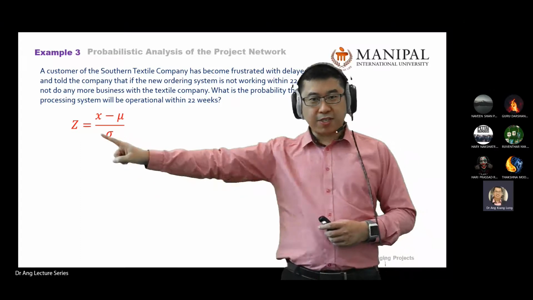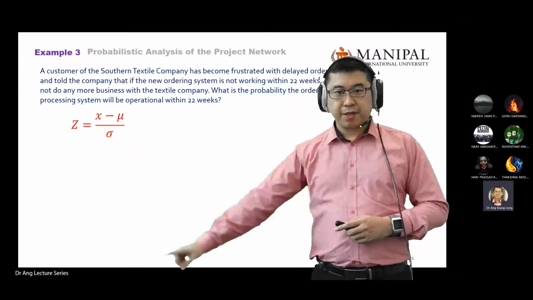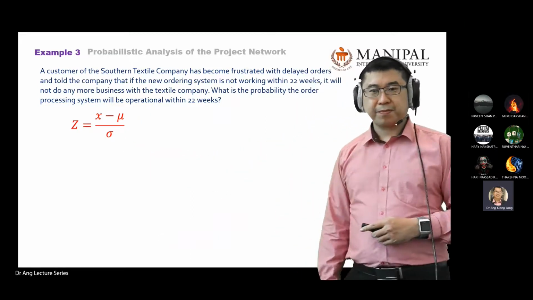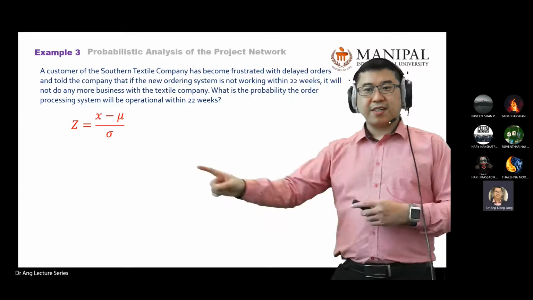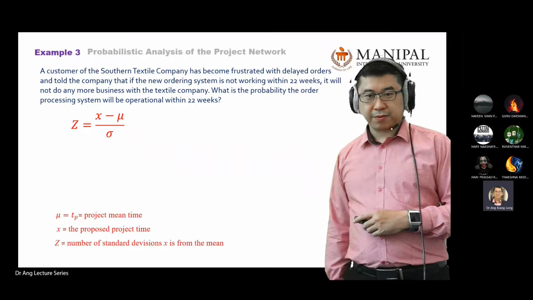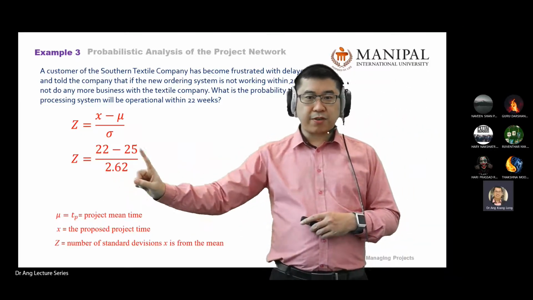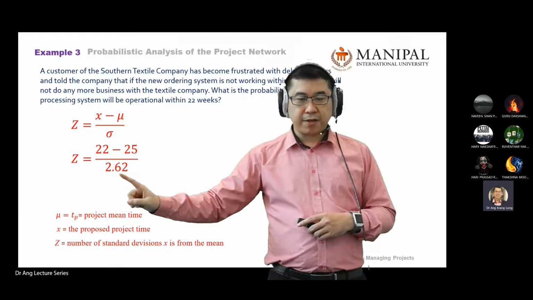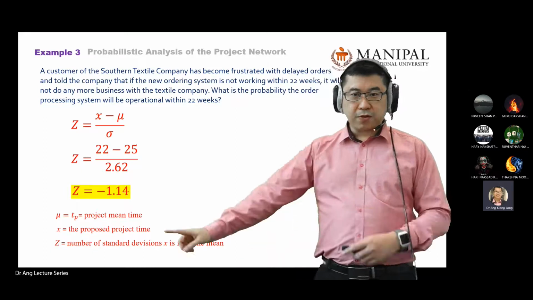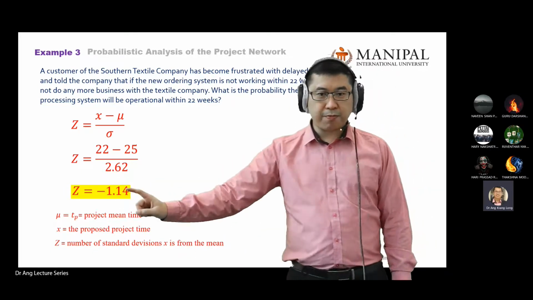You use the same equation, z equal to x minus mu divided by the standard deviation. Mean still the same, deviation still the same, because it's the same process. Only now your target time changes. Okay? Z equal to 22 minus 25 divided by the standard deviation without the square, 2.62. Your value now is negative. Z equal to negative 1.14.